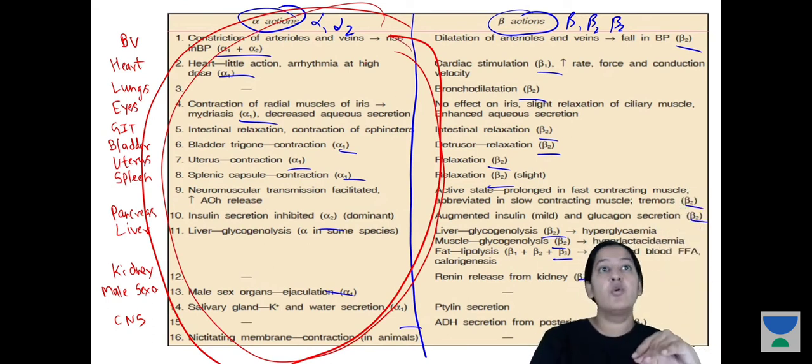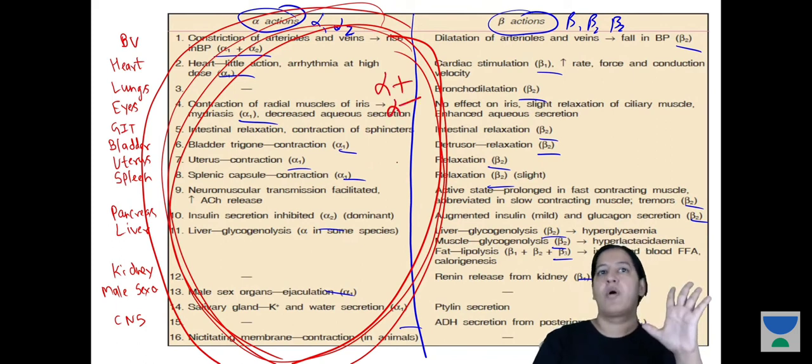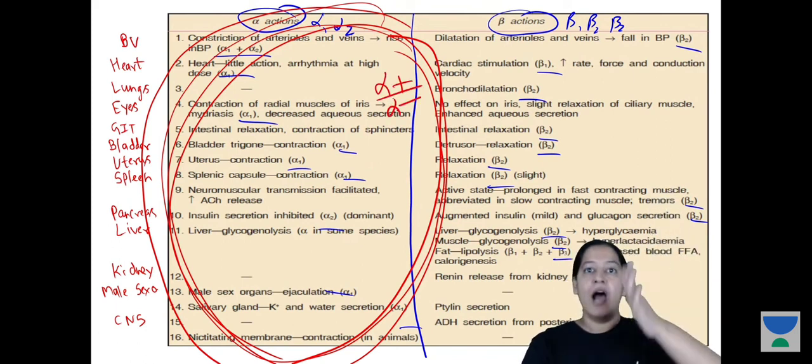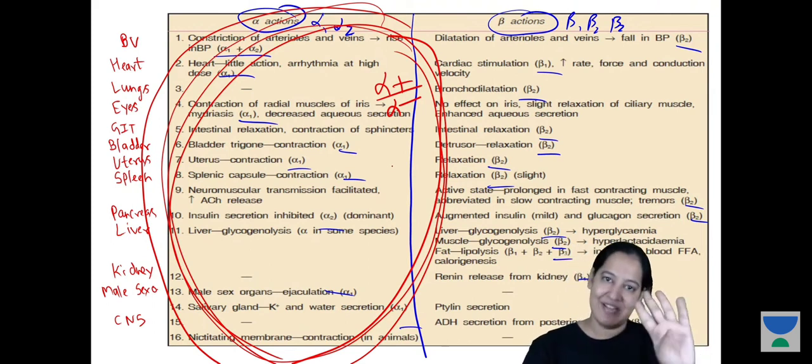Alpha blocker will do the opposite of it. So on the same side, alpha agonist and alpha blocker. Alpha agonist does the same things, and alpha blocker does the opposite of it. If you know this table, 2 chapters are over. 2 chapters are over. I will tell you the classification.